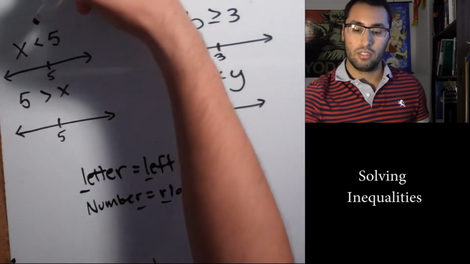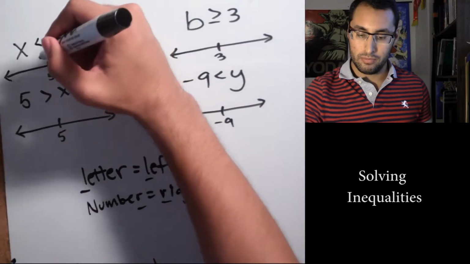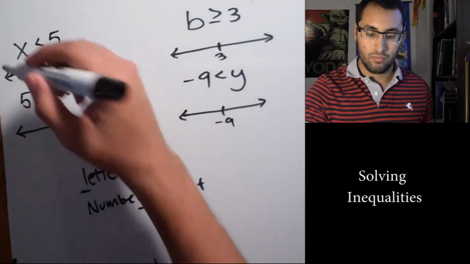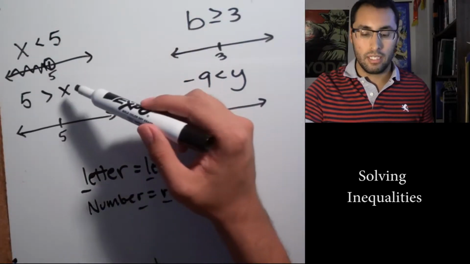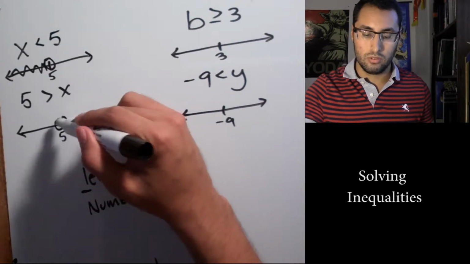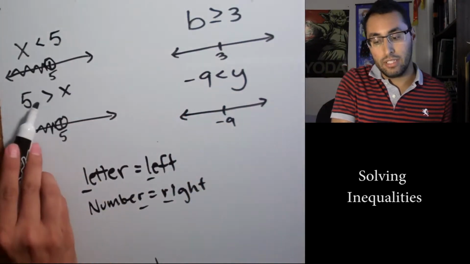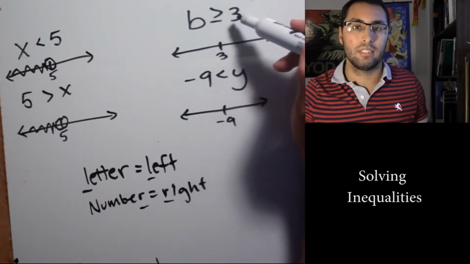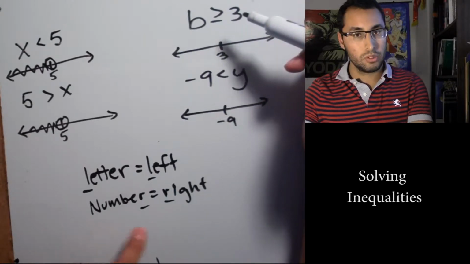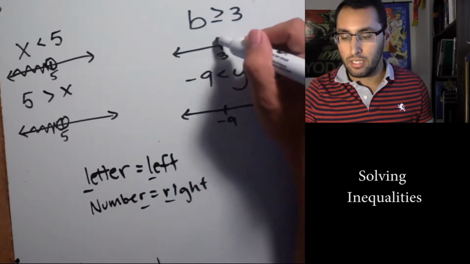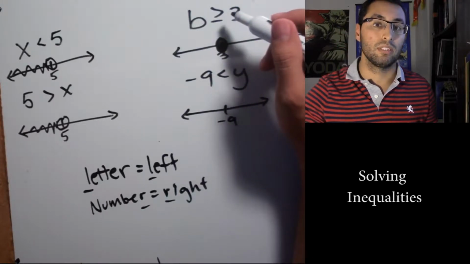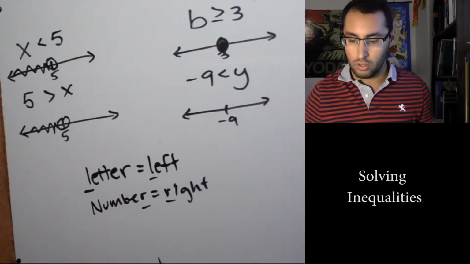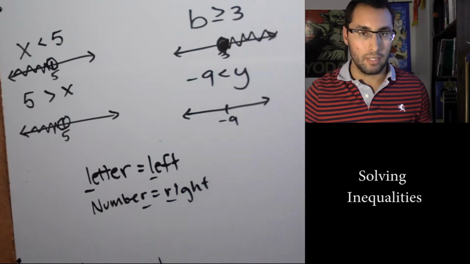Over here, the arrow points to the letter, so I'm going to put an open circle because we're not including it, and we shade to the left. We said this is the exact same thing: the arrow points to the letter, so an open circle and we shade to the left. Over here, the arrow is pointing to the number, so we shade to the right. Above 3, I'm going to put a closed circle, because b is greater than or equal to 3. That equal to tells me to put a closed circle, and we shade to the right.